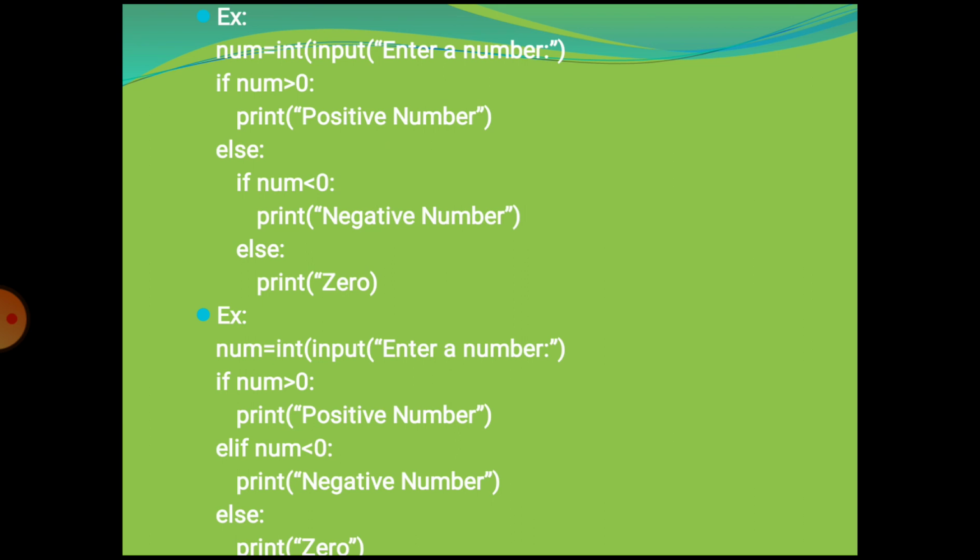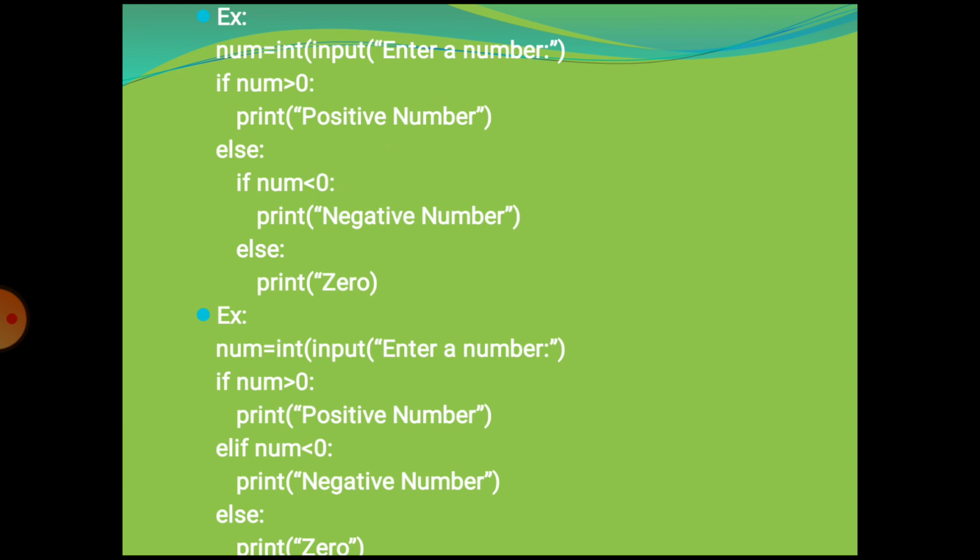Here is an example based on multiple if blocks. num is a variable, and here we are taking one value with the help of an input box. When you execute the program, an input box will come and you have to enter a value. It will be assigned into the num variable. Now we can check the program.